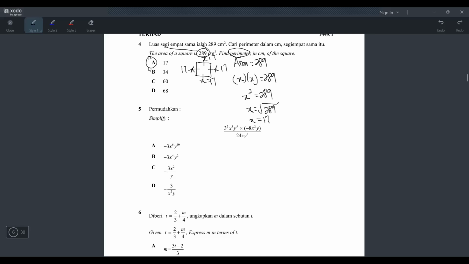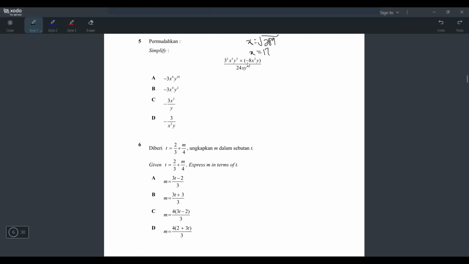But they want to find perimeter. So you don't go and bullet A. A is not the answer. They want perimeter. So perimeter means you have to take all the outside punya panjang add together. So all the outer side add together. So 17 plus 17 plus 17 plus 17 means 17 times 4. So let's try 17 times 4. Yeah, my calculator give me 68. So the answer is D. So that's how you do it.